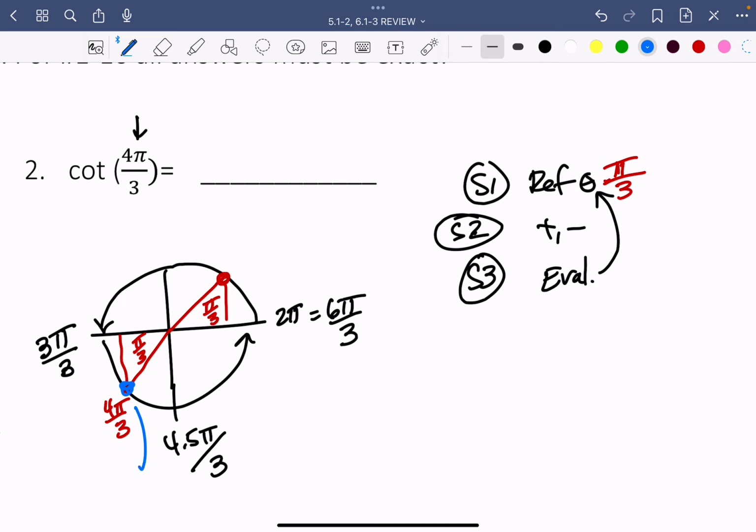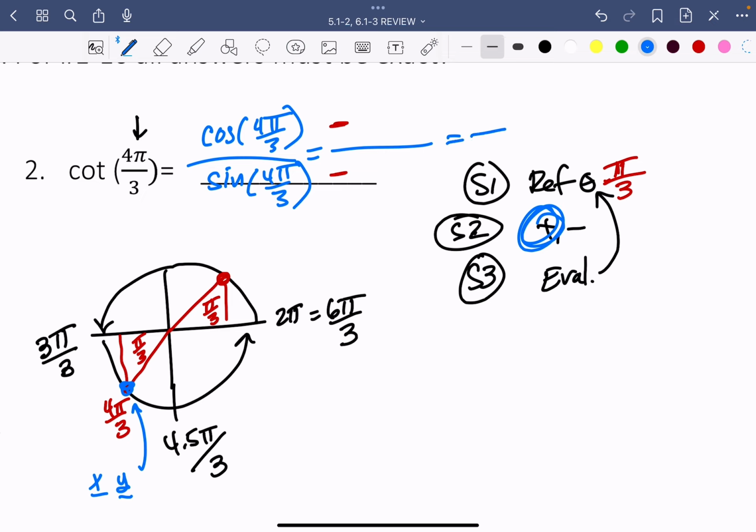Then in this quadrant where my terminal side lives, I know that x is negative and y is also negative. So I know that my cotangent, which is the cosine of 4 pi over 3 divided by the sine of 4 pi over 3, I know that the cosine is going to be negative and the sine is going to be negative. So in other words, my answer is going to be positive. Then when I do my evaluating, I found my signs were both negative, and it means the answer is going to turn out to be positive in the end.